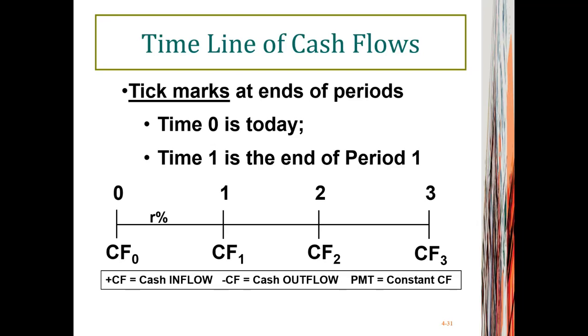Once again, here's a timeline of cash flows, and this is a 3-year time period, and it has 4 cash flows from CF0 to CF3, and the time 0 is today. So PV, or present value, is calculating the value of money as of today.